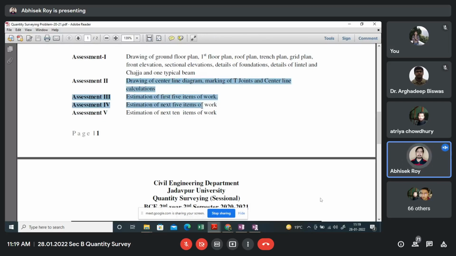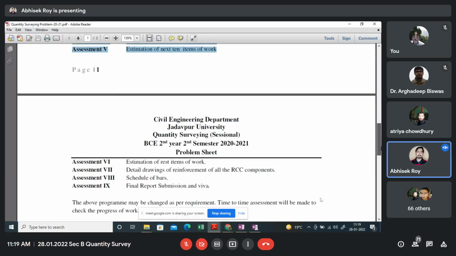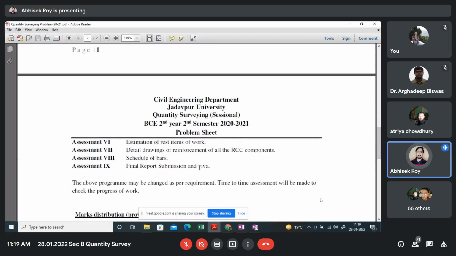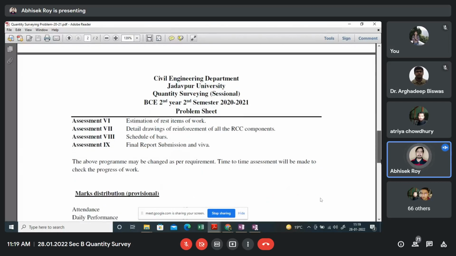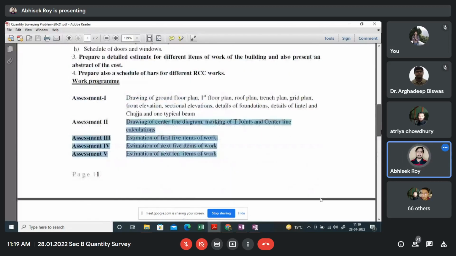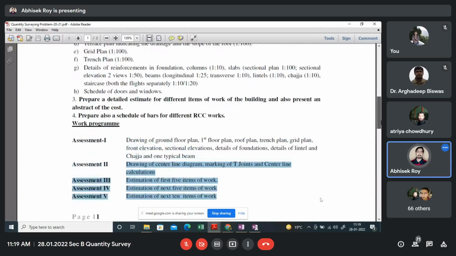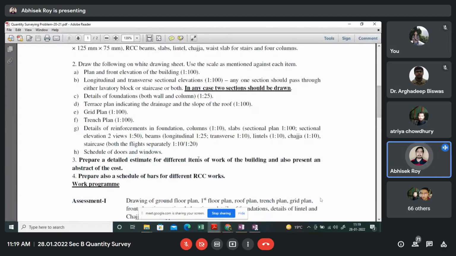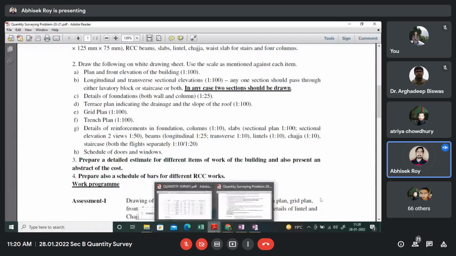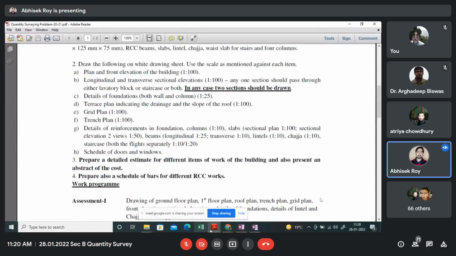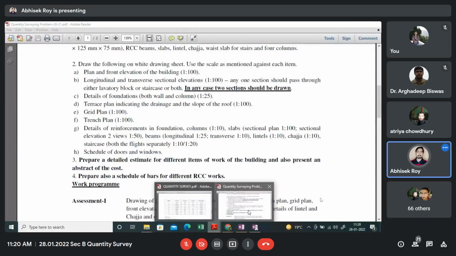From the second assessment onwards is basically the class of quantity surveying will start, and you can see there will be 9 to 10 assessments. So obviously you have to perform very well in all of these assessments. Okay, and what you have to do, there will be a clear instruction in the problem sheet that we will share within tomorrow. We will be able to share that instruction sheet.